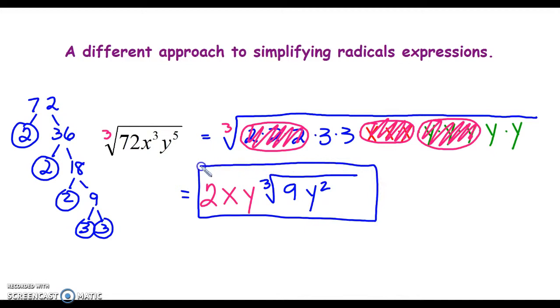How's this method working for you? Okay, let me find a couple extra problems, like maybe one where we're rationalizing the denominator and one where we're adding and subtracting, and I'll turn you loose to go and simplify radicals.